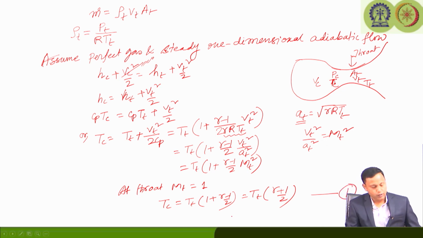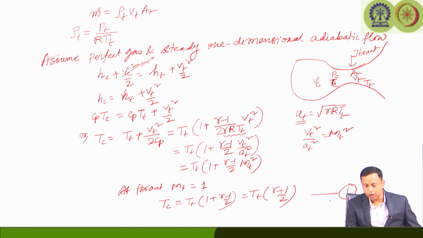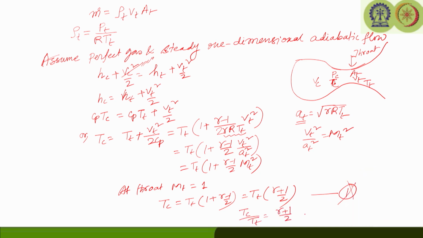After deriving this, let us consider the isentropic expansion process in the nozzle. Rather, we can go back to this equation. Instead of giving it equation number 1 in that form, we can change this and say the ratio T c by T t equals gamma plus 1 by 2, and that we can call equation number 1.